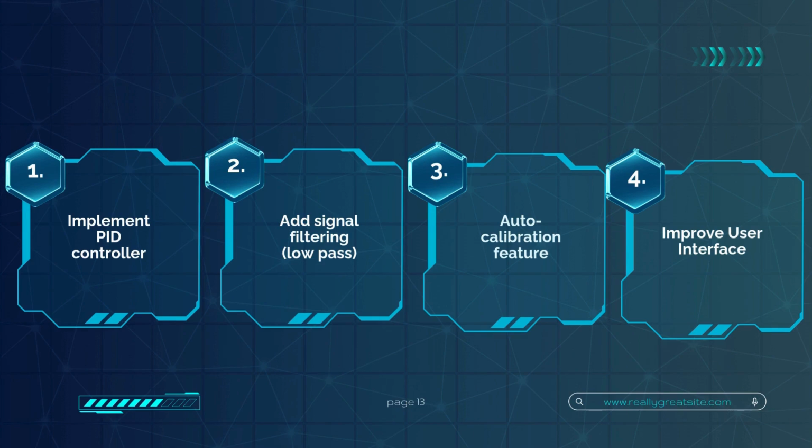Fourth, improve user interface. The current user interface requires the user to manually input the target angle each time, which can be slow and inconvenient. To improve usability, we propose adding preset buttons like 0 degrees, 45 degrees, 90 degrees, or a slider that allows the user to quickly select the desired angle. This will make the system easier to operate, especially for demonstrations or repeated testing. It also makes the system more accessible to beginners or non-engineering users.